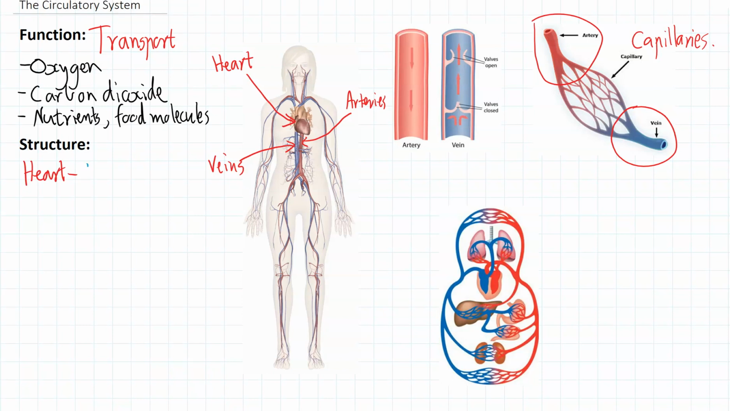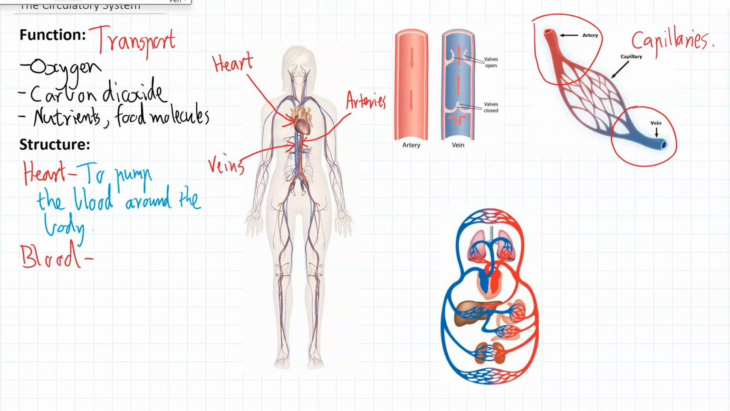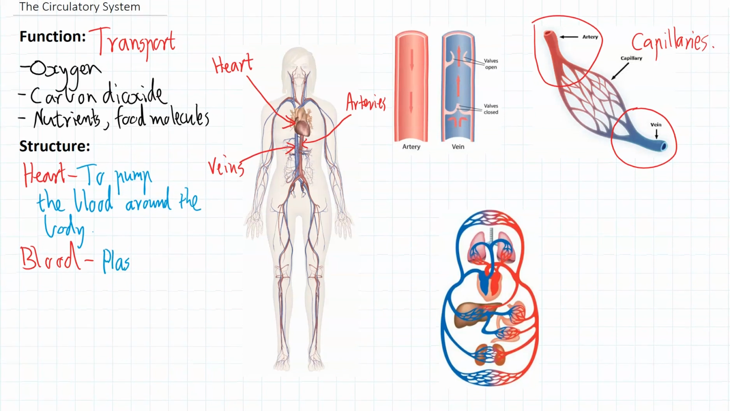So the heart's job is to pump the blood around the body. And the blood is the liquid containing all those nutrients, wastes, and oxygen and other things like that. And blood itself is actually made of quite a few different parts. If you've ever donated blood, or you know someone who does, you might know some of these parts. So blood is made of plasma, which is just the liquid part of your blood.